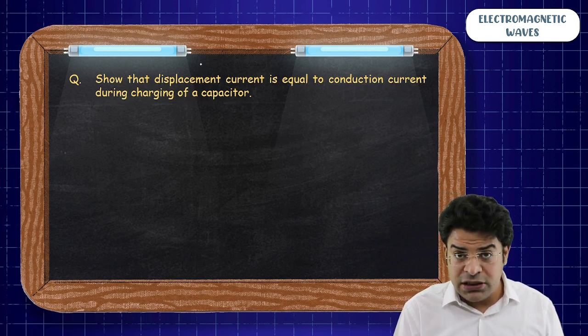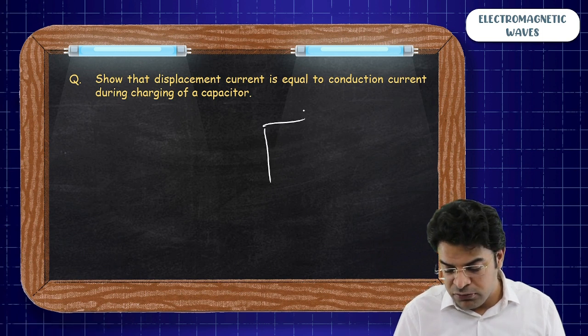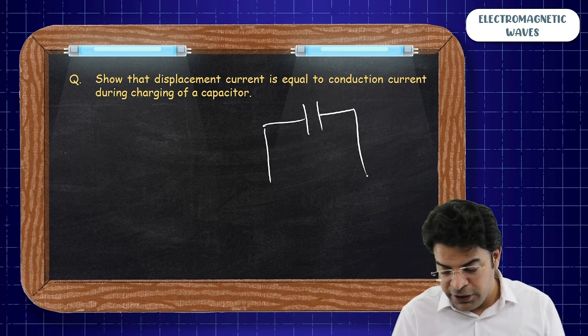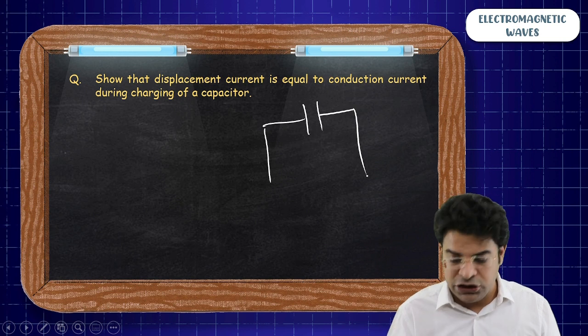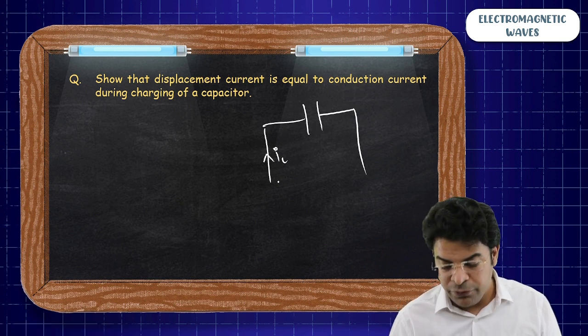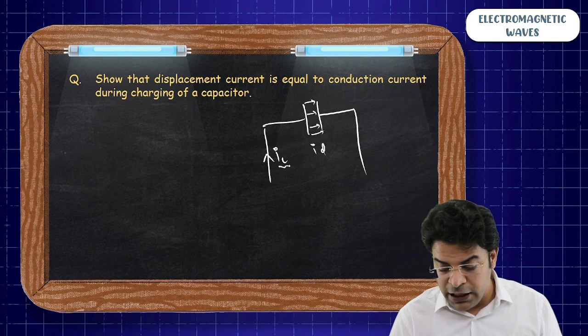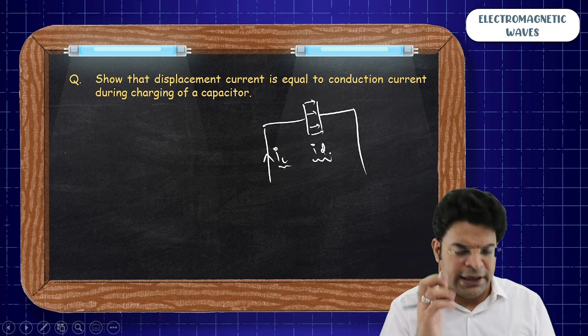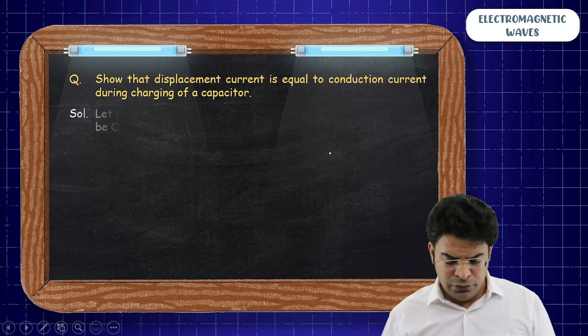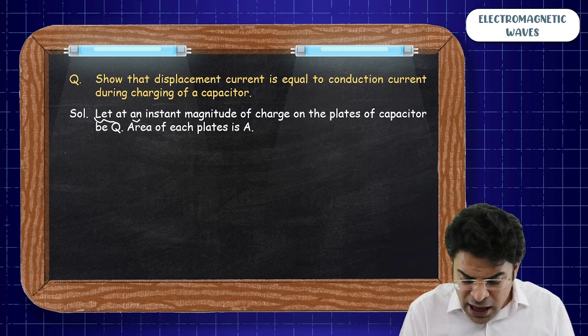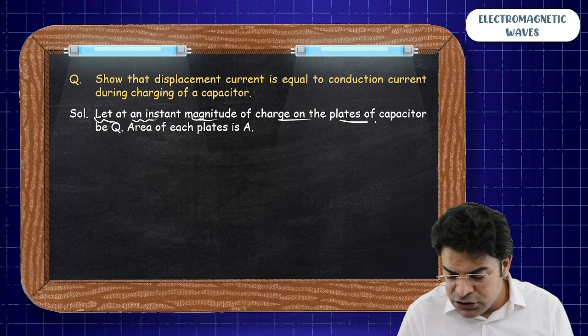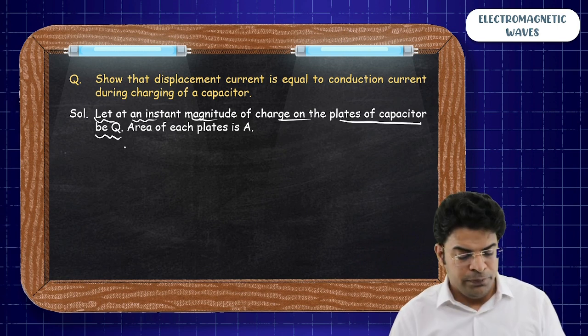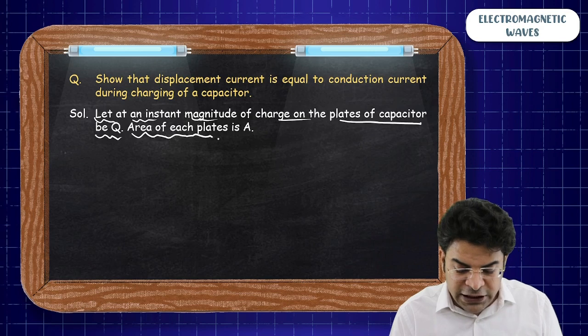So our mission is to show that if you have these capacitor plates and they are being charged using some conduction current, then the displacement current between the plates is going to be equal to the conduction current. This same question came a few years back in your NEET examination. So let at an instant the magnitude of charge on the plate of the capacitor be Q and the area of each plate be A.